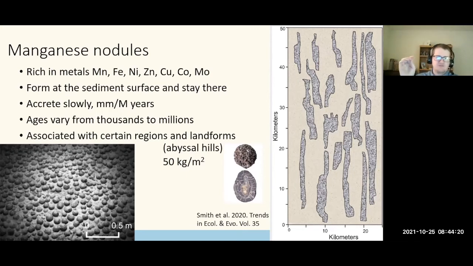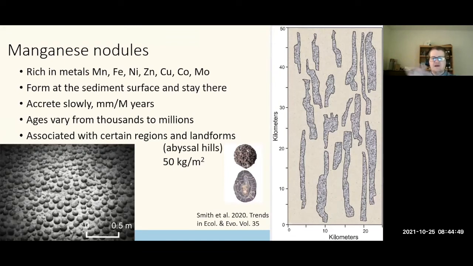This used to be something that crazy people talked about because there were these manganese nodules, baseball sized, softball sized at the bottom of the sea, but they were so expensive to go after that nobody could ever mine them with any sort of profit in mind. They're really rich in metals like manganese, iron, nickel, zinc, copper, cobalt, and molybdenum, just to name a few. And they vary in composition based on their distribution, and their distribution varies based on other factors.